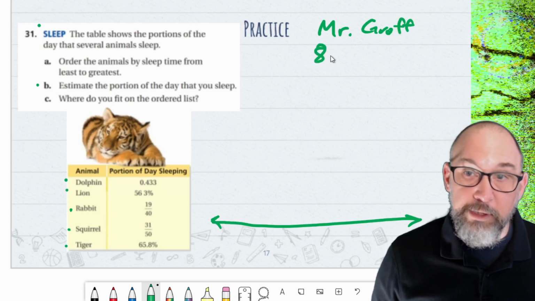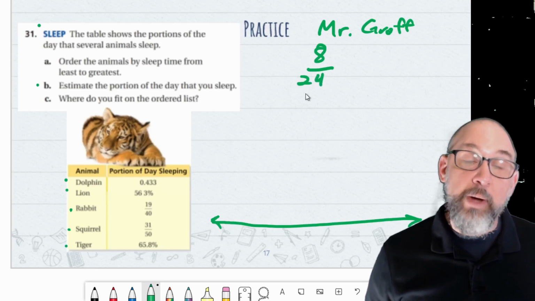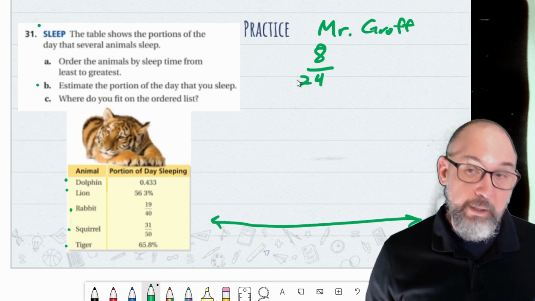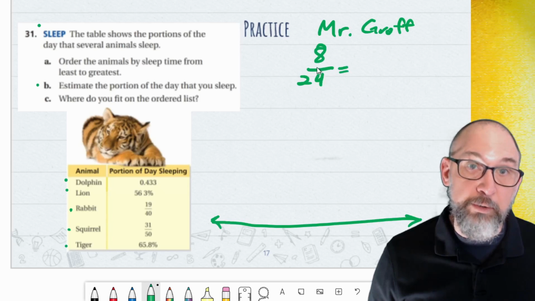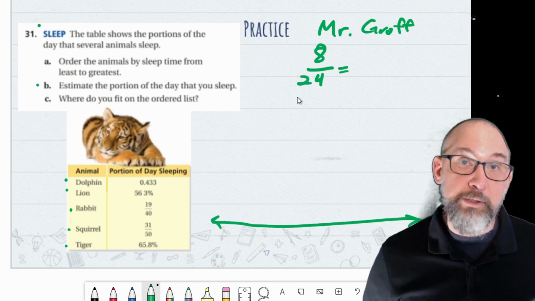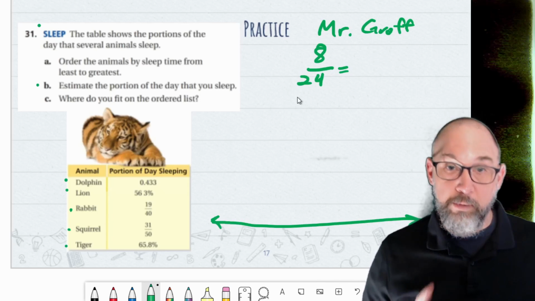So 8 hours is out of a 24-hour day. So I'd have to figure out, well, what percent or decimal does 8/24 equal? I'd have to convert that fraction to a percent or a decimal. So when you figure out how many hours you sleep, you're going to put it over 24 and do the conversion. Okay? So solve this problem.